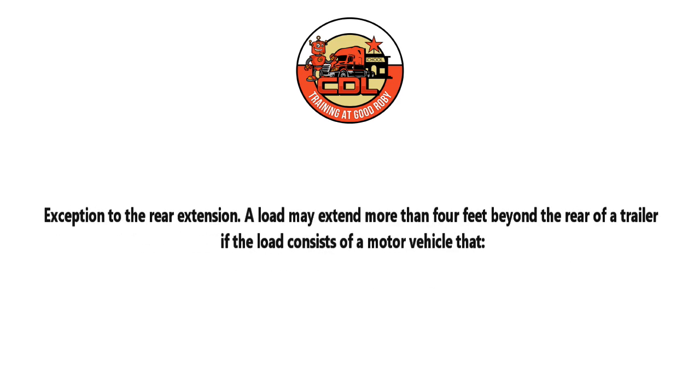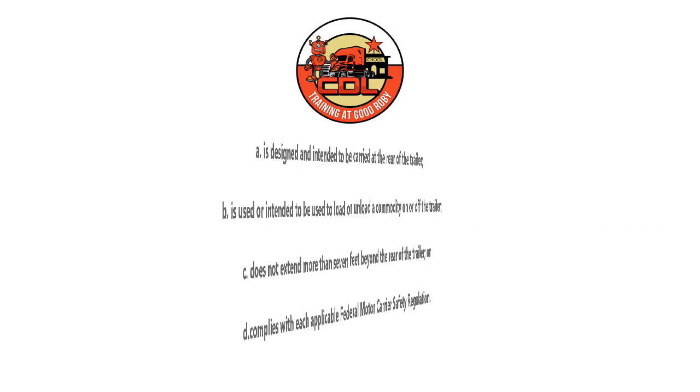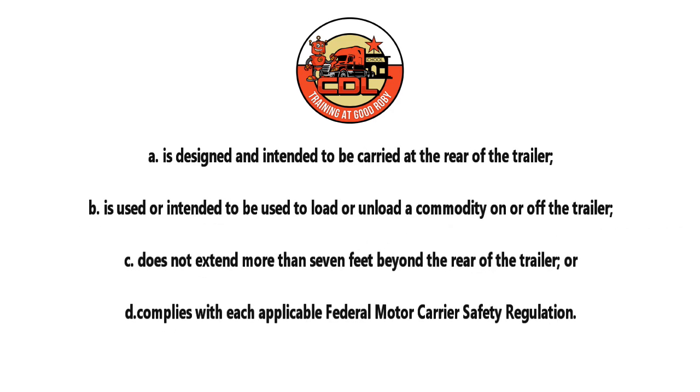Exception to the rear extension. A load may extend more than 4 feet beyond the rear of a trailer if the load consists of a motor vehicle that: A. is designed and intended to be carried at the rear of the trailer; B. is used or intended to be used to load or unload a commodity on or off the trailer; C. does not extend more than 7 feet beyond the rear of the trailer, or complies with each applicable federal motor carrier safety regulation.